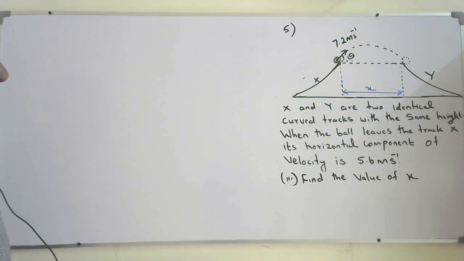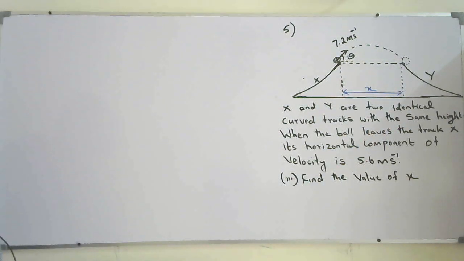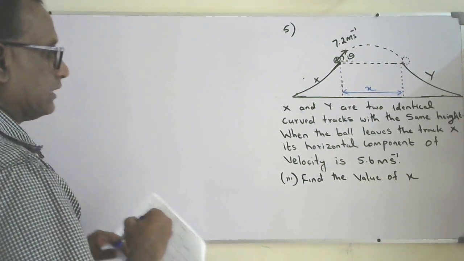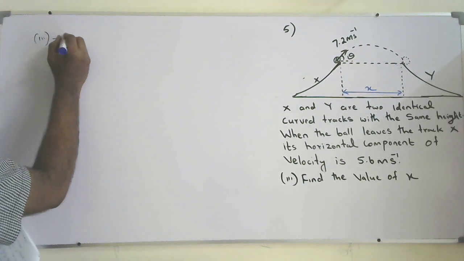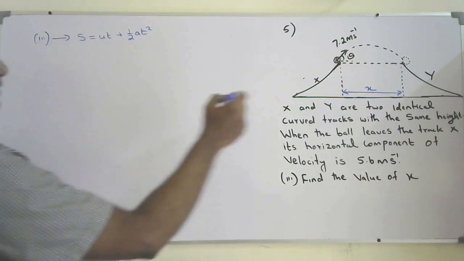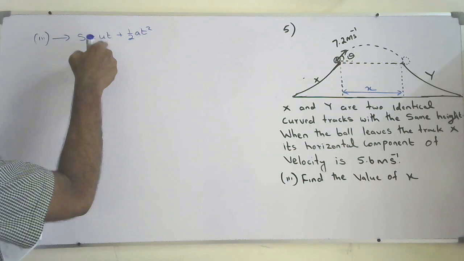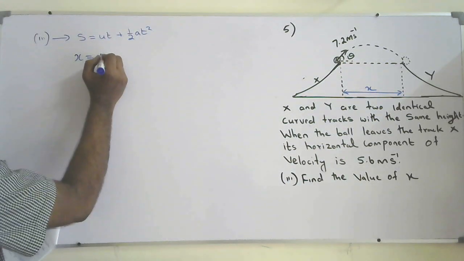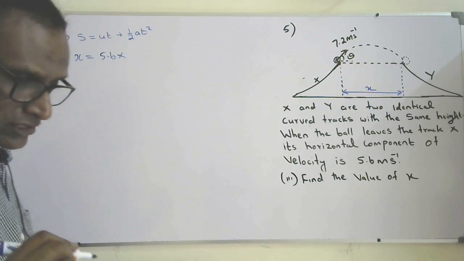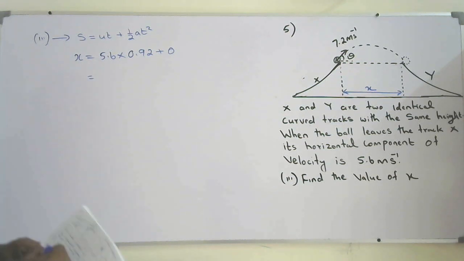Okay, so third part, they asked to find the value of x, the distance between the two ramps. Horizontally, the distance is ut plus half at squared for the motion from the edge of the curved track X to Y. So x is equal to the initial horizontal component of the velocity, 5.6, into the time we found just now, 0.922. Horizontally there is no acceleration. Solve it. You will get the answer 5.15 meters.